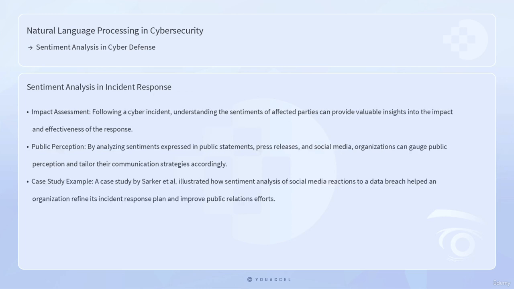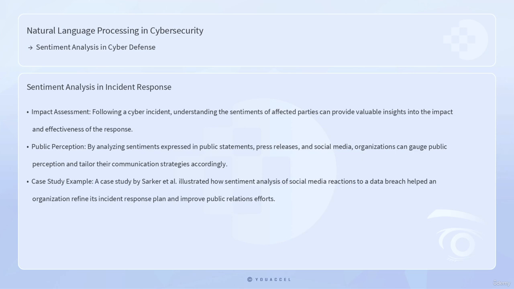Sentiment analysis also contributes to incident response and post-incident analysis. Following a cyber incident, understanding the sentiments of affected parties can provide valuable insights into the impact and effectiveness of the response. By analyzing sentiments expressed in public statements, press releases, and social media, organizations can gauge public perception and tailor their communication strategies accordingly.